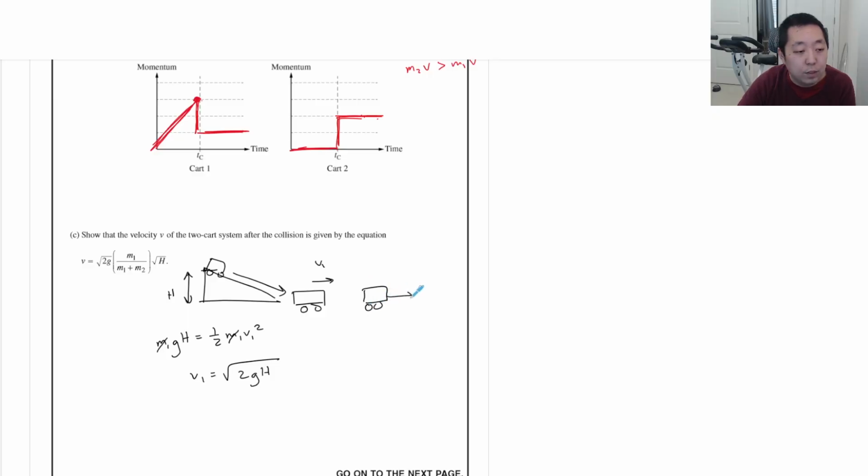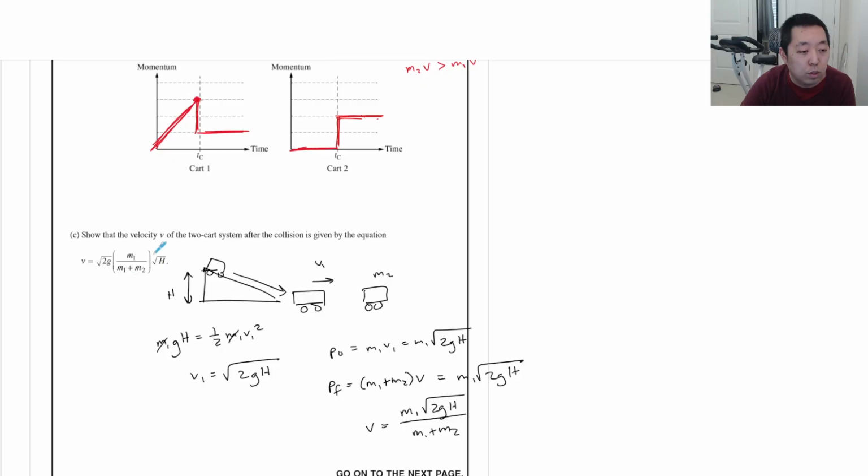And then afterwards, this guy's not moving, this is m2. Now we do conservation of momentum. Before the collision, the momentum is m1 times v1, which is m1 root 2gh. After the collision, they move together at a velocity v, and you're just going to set these equal to each other. And then you can solve for v. v is m1 root 2gh, divided by m1 plus m2. Okay, and then 2g, yeah, okay. They just wrote it weird, but this is the same thing. Root 2g, root h, and then m1 over m1 plus m2.